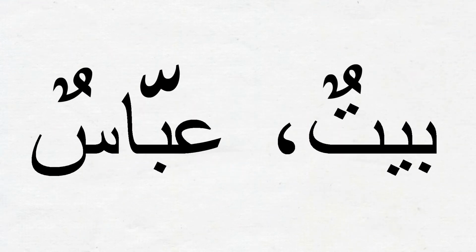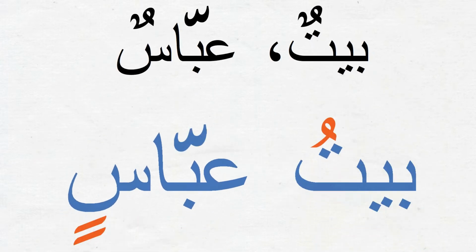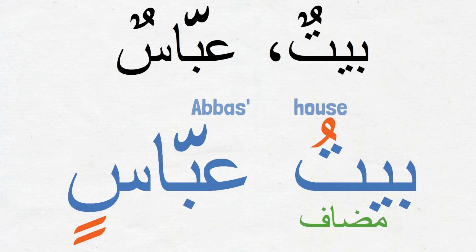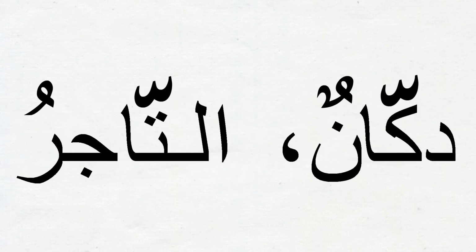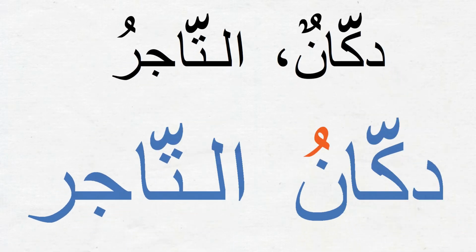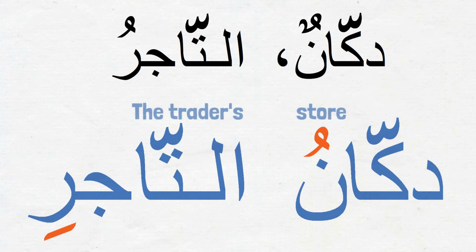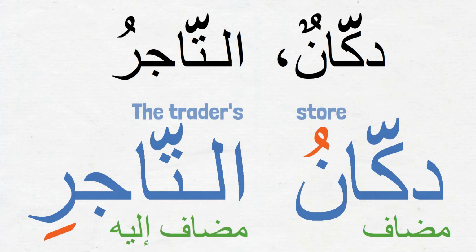The next pair is baytun wa abbasun. How do we say the house of Abbas? Baytu Abbasin, right? Baytu Abbasin. The mudaf has neither al nor tanween, and the mudaf ilayh is coming as majroor. Next we have dukkanun and at-tajiru. How do we say the trader's store? Dukkanu tajiri. Another mudaf with no al nor tanween, and at-tajiri is a mudaf ilayh, which is coming as majroor.